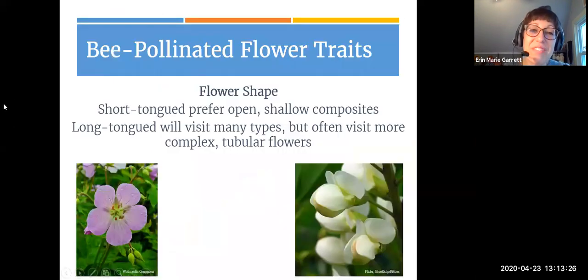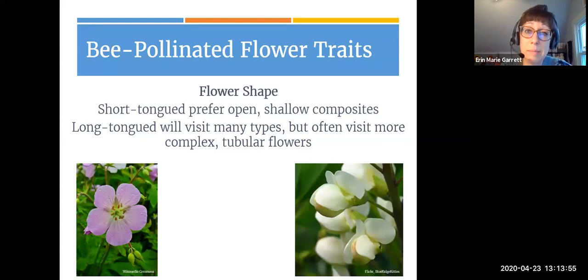All right, so we've looked at different types of bees, but what types of flowers are they looking to visit? And this is where distinguishing between short and long-tongued bees comes in handy. So our short-tongued bees are going to prefer to visit open, shallow, composite flowers in general. So something like that geranium in the bottom left-hand corner, okay? They don't have a long tongue, so it's harder for them to work down into more complex flowers.